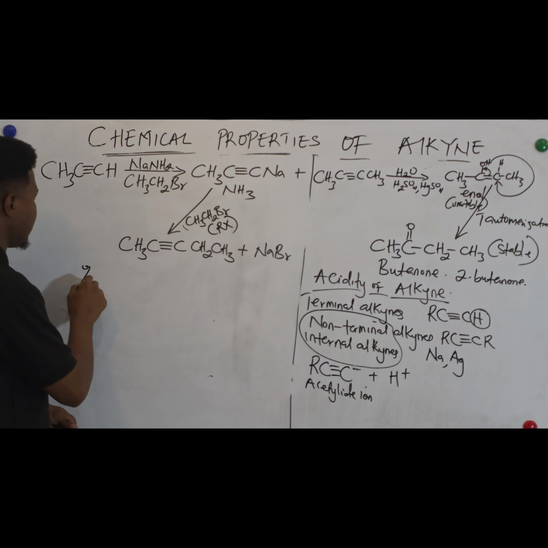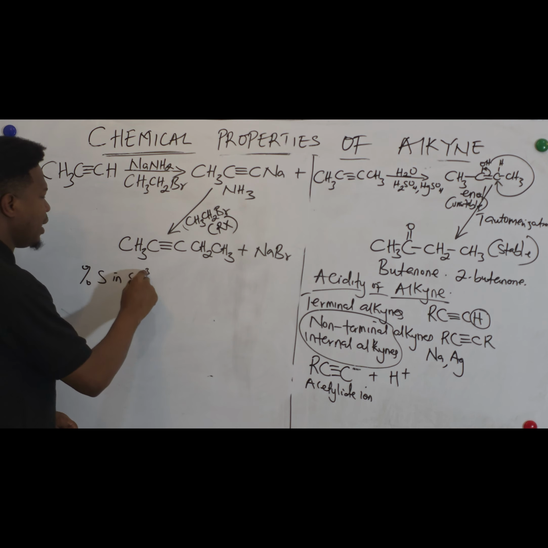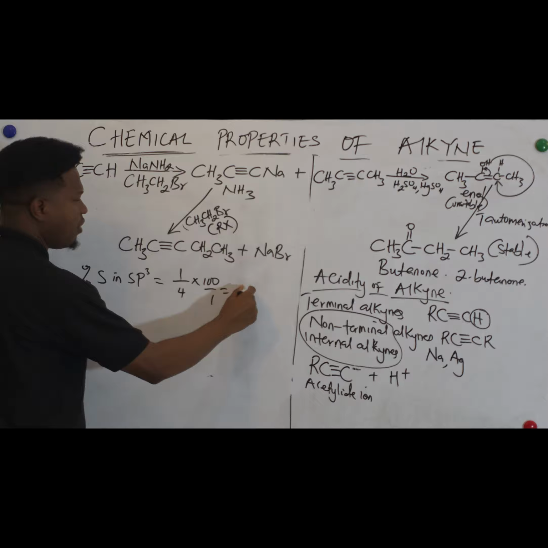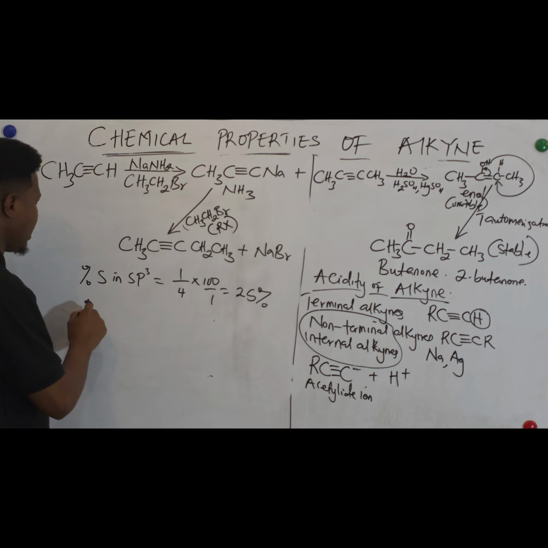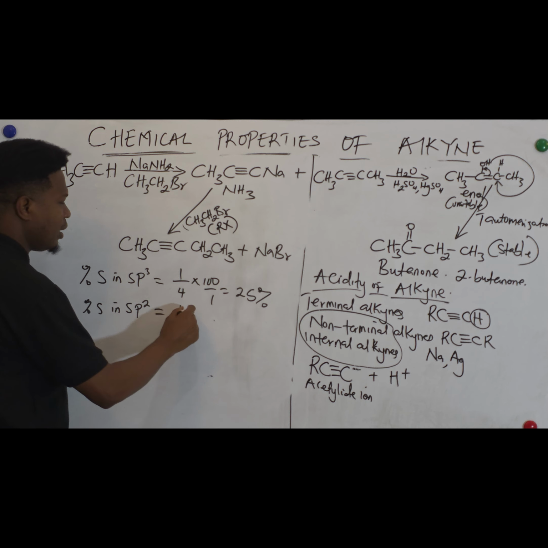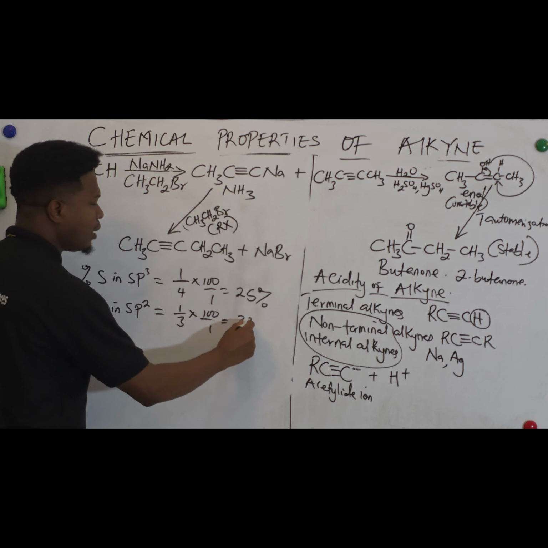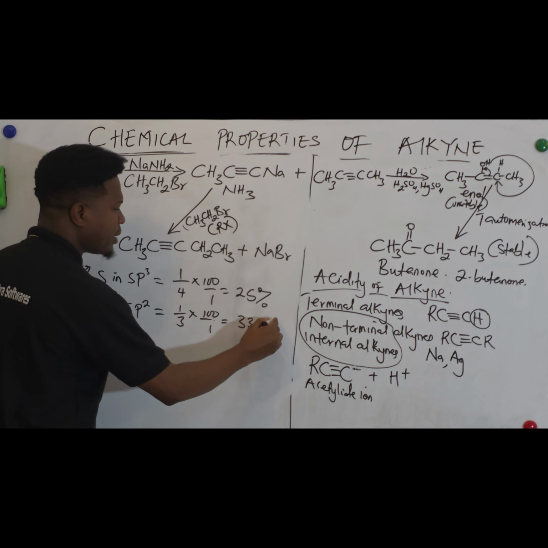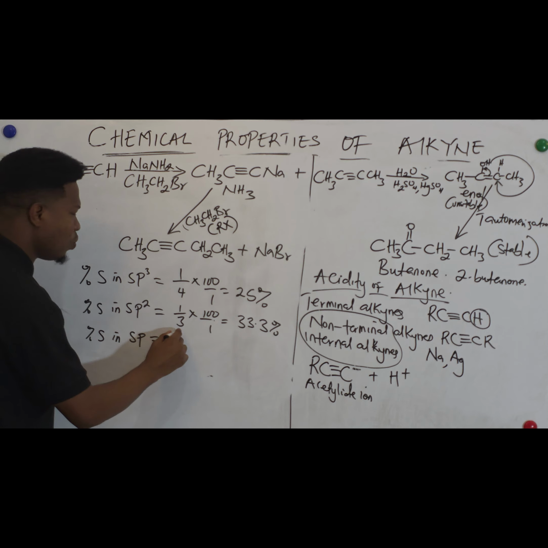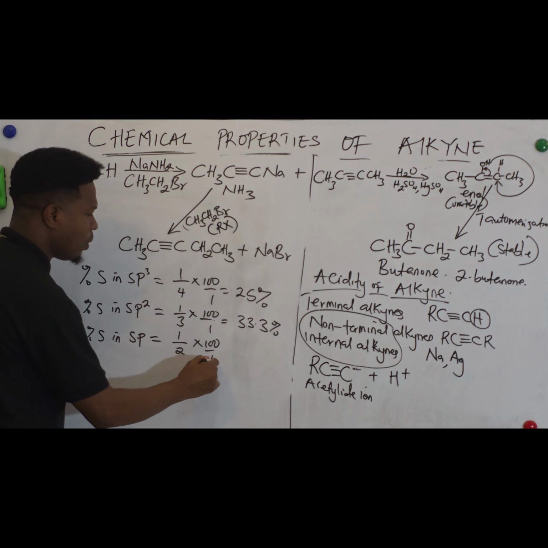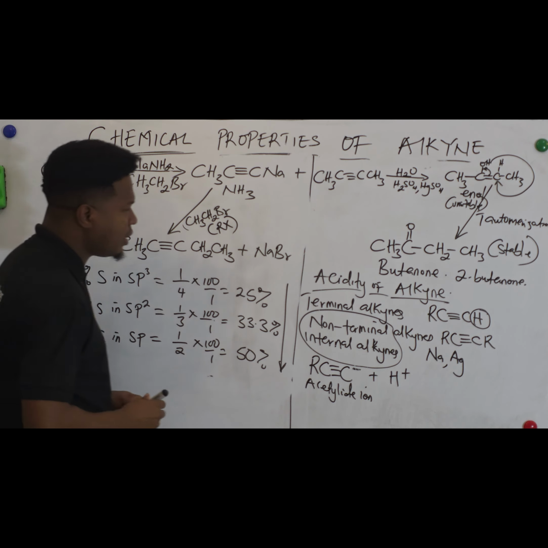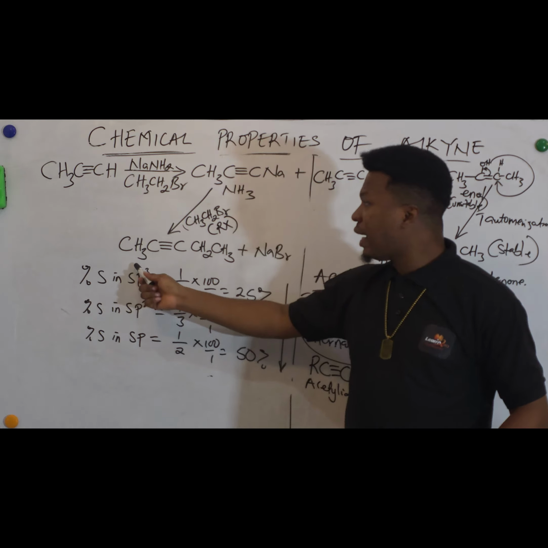I know you know how to solve this from hybridization. Percentage S in sp3 is 1/4 times 100/1, which gives you 25%, right? And percentage S in sp2 is 1/3 times 100/1, which is 33.3%, while percentage S in sp is 1/2 times 100/1, which is 50%. So notice the increase in these characters as you move from alkane.